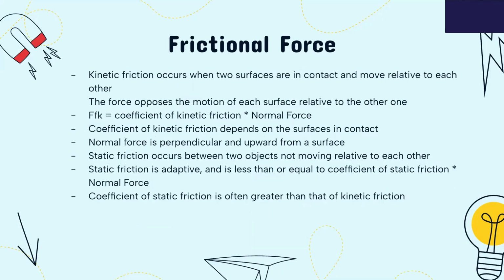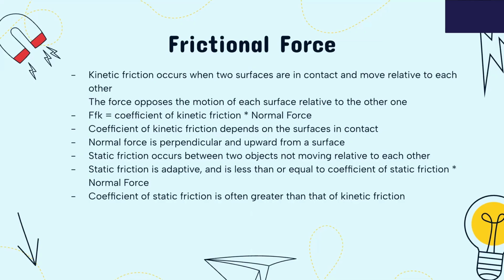Okay, friction force. So there are 2 types of friction. Kinetic friction occurs when 2 surfaces are in contact and they move relative to each other. And the force opposes the motion of each surface relative to the other one. Also, the coefficient of kinetic friction times the normal force is equal to the force of kinetic friction. The coefficient of kinetic friction just depends on the surface in contact. And the normal force is the perpendicular and upward force from a surface.